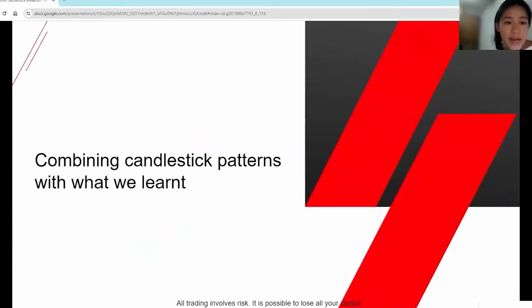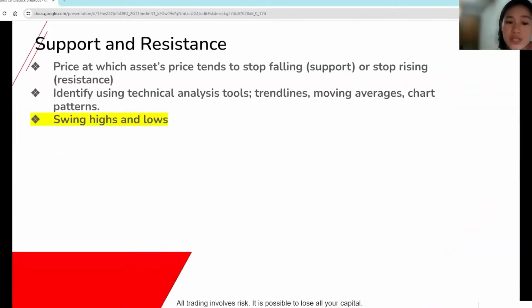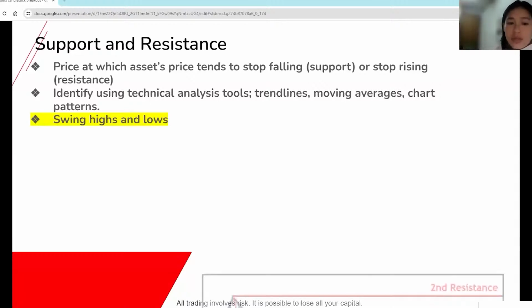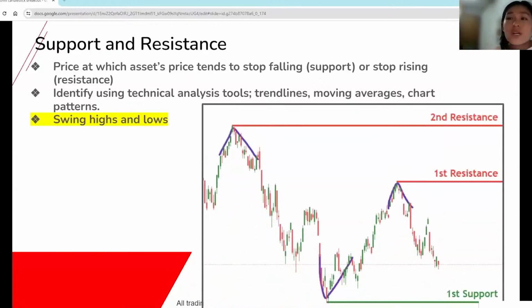Okay, so now let's look at combining candlestick patterns with what we already know. We're going to start off with support and resistance since this is basically the foundation of everything. I did briefly talk about your overlap resistance levels earlier, but basically what we want to talk about is being able to spot significant swing highs and lows.